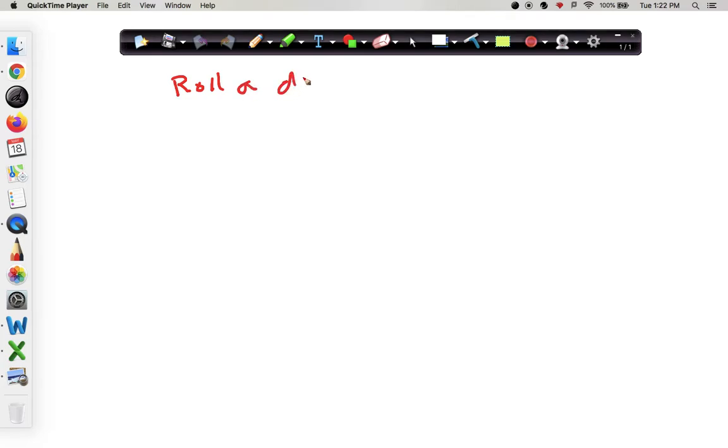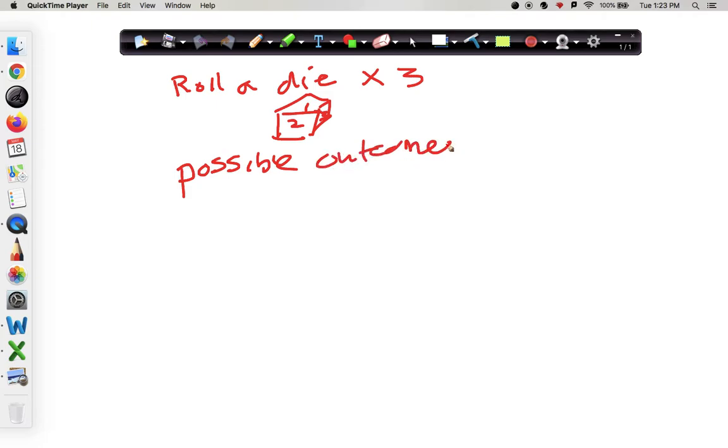So roll a die, technically. A die has 6 sides to it, with the numbers 1, 2, 3, 4, 5, 6 on it. So roll a die 3 times. And we were curious what the possible outcomes were. We could get a 1, a 2, and a 5, or a 3, a 6, and a 4. We could get all the same number, 5, 5, 5. So we were curious, well, what are all the possible outcomes?